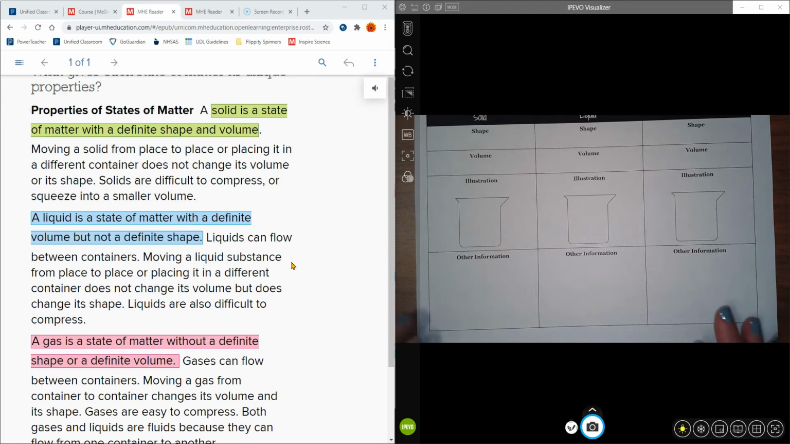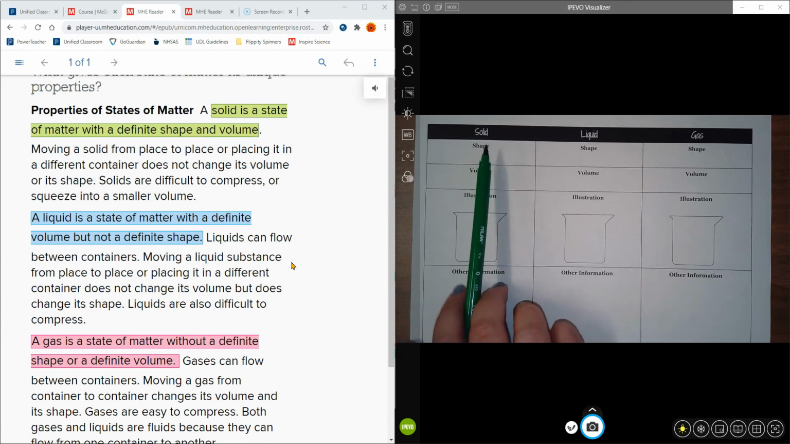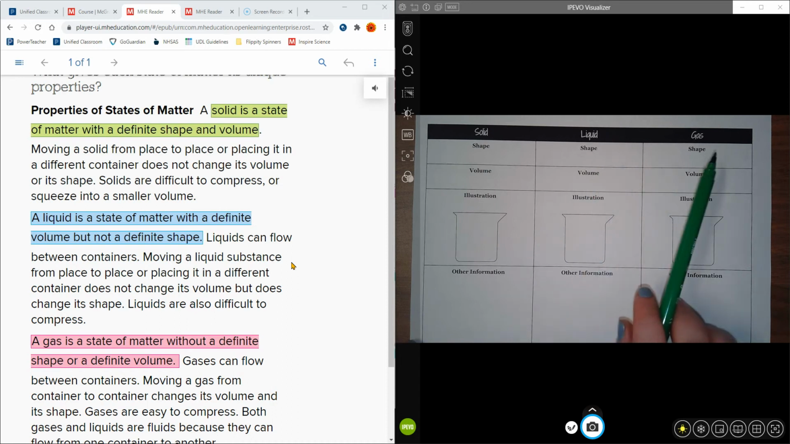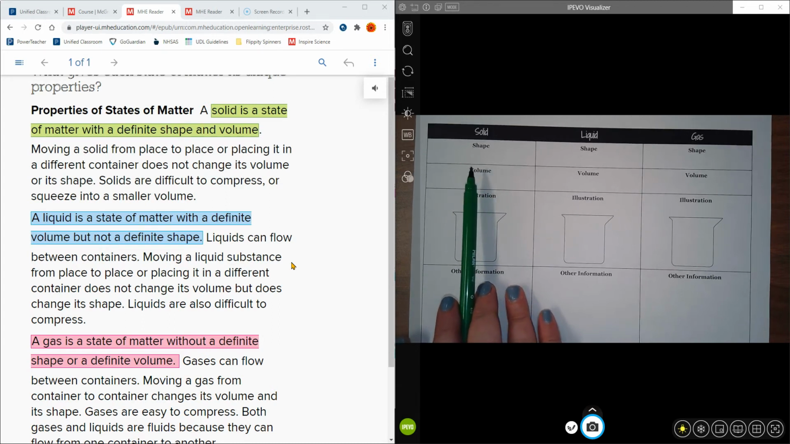We're going to start filling in this chart with information about the three different states of matter. We're going to start with solids, and then we'll move to liquids and gases. For the shape of solids, I'm going to check in the text to see if there's information about the shape of solids. Our workbook says, a solid is a state of matter with a definite shape and volume.